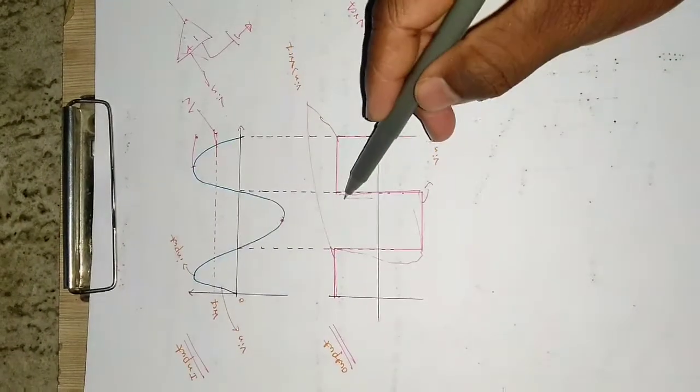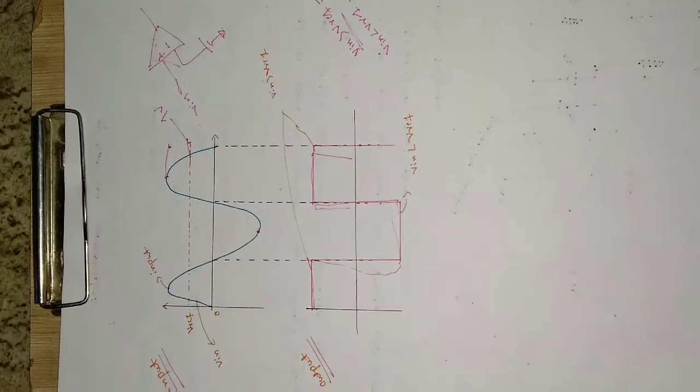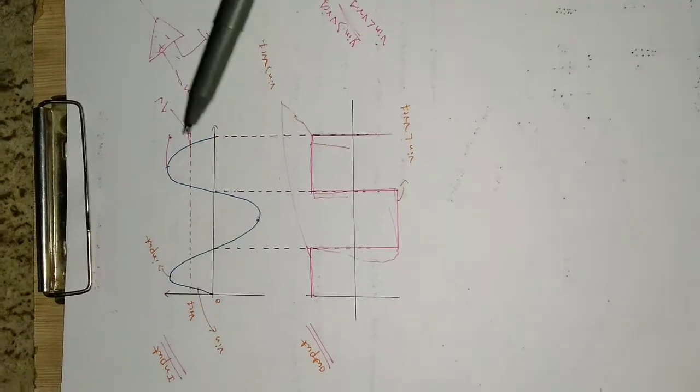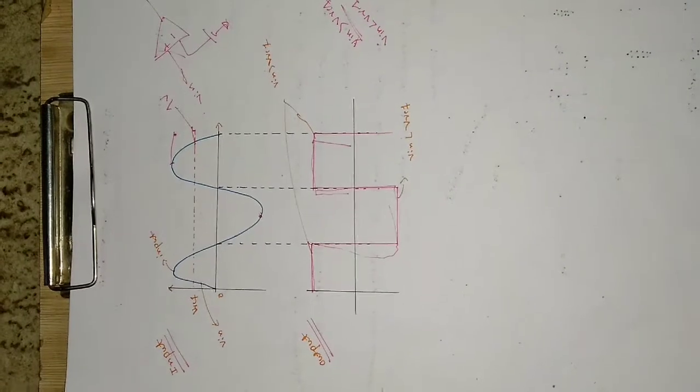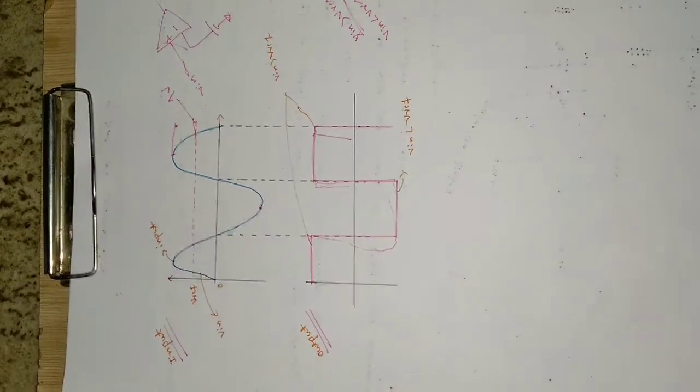So this is the high pulse here. So like this we can get the output for a comparator. It will just compare the input and reference voltages and give the binary decision whether it is high or low.